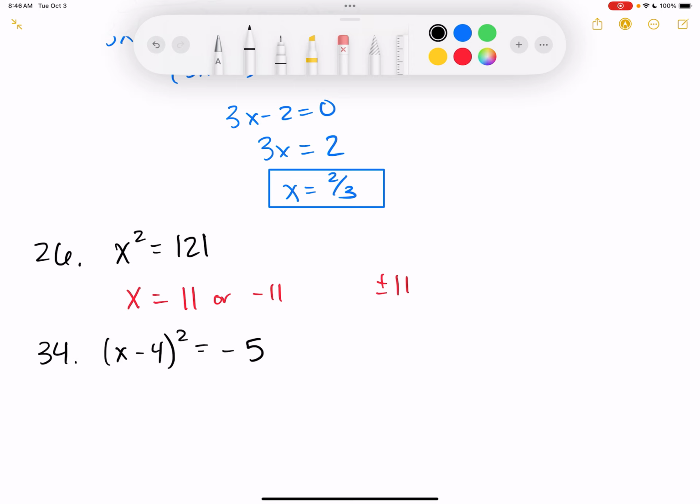So when I have something like this, the first thing I need to do is take the square root of both sides. So on the left, that basically just undoes the square, so I'm left with x minus 4. Then I have to take the square root of the right side, so I'm going to go ahead and put the plus or minus. So plus or minus the square root of negative 5. Now, what's the problem with this? It's negative, so what do I need to do?